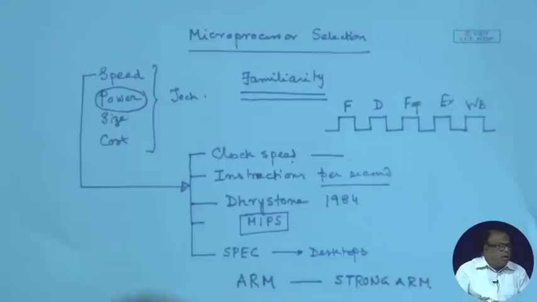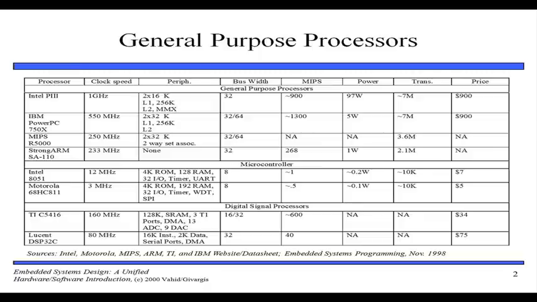Now let us just restrict ourselves to microprocessors for the time being. I will come to microcontrollers and DSPs later. So, you can see that they have got a certain bus width, that means how many bits of data they can handle at a time, 32 or 64. The speed, the MIPS, how many million instructions it can execute per second, around 900, 1300.